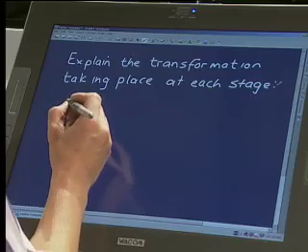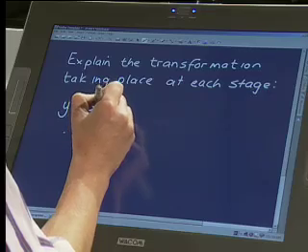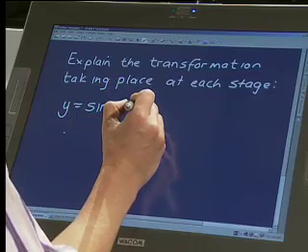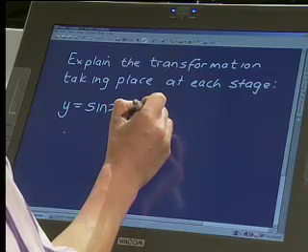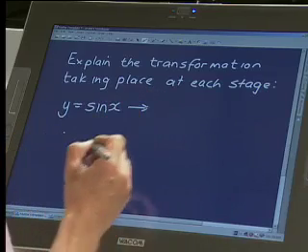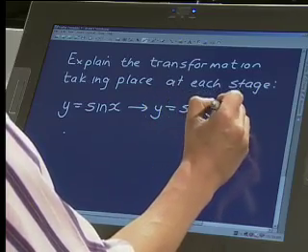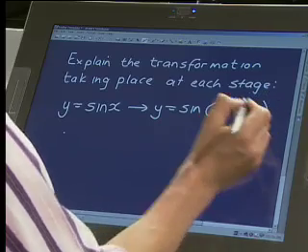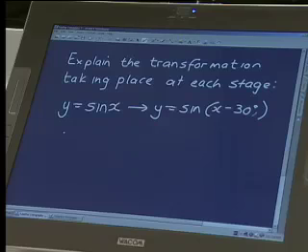Number A: y equals sine x, then a forward arrow. Then y equals sine of (x minus 30 degrees) in brackets. Can you see what I'm doing on the screen? Yes, I can see. Is it right? Yes, it's right.